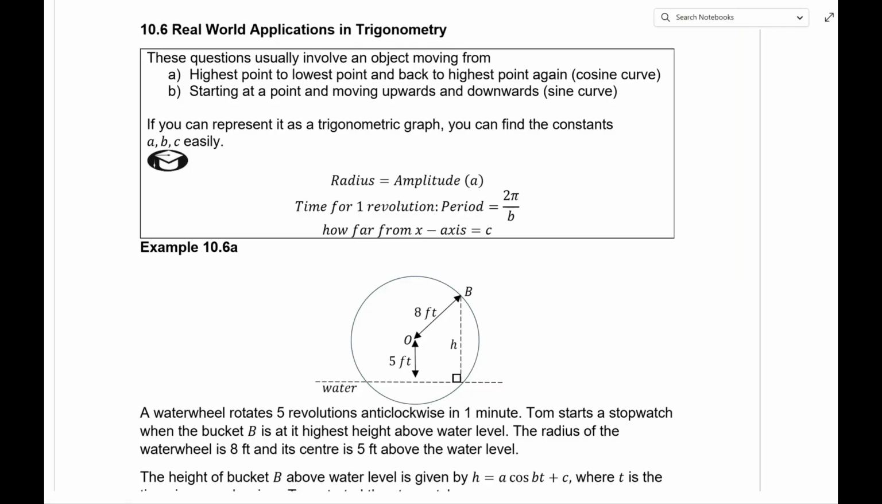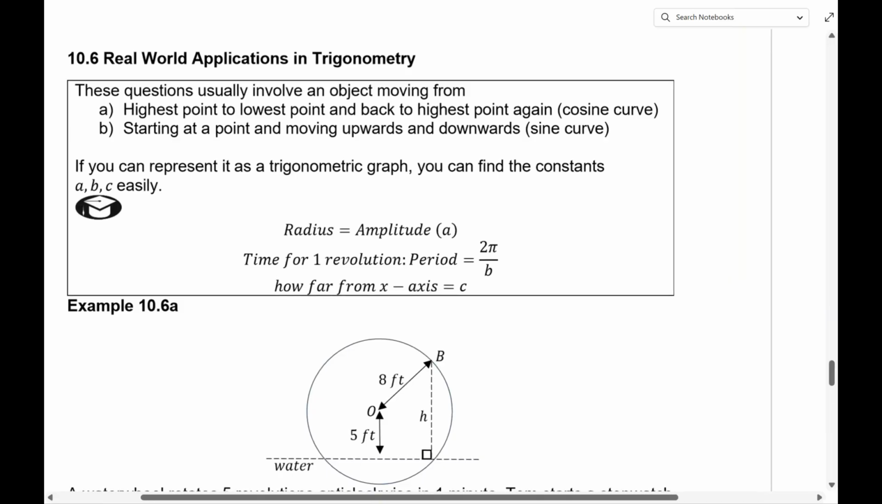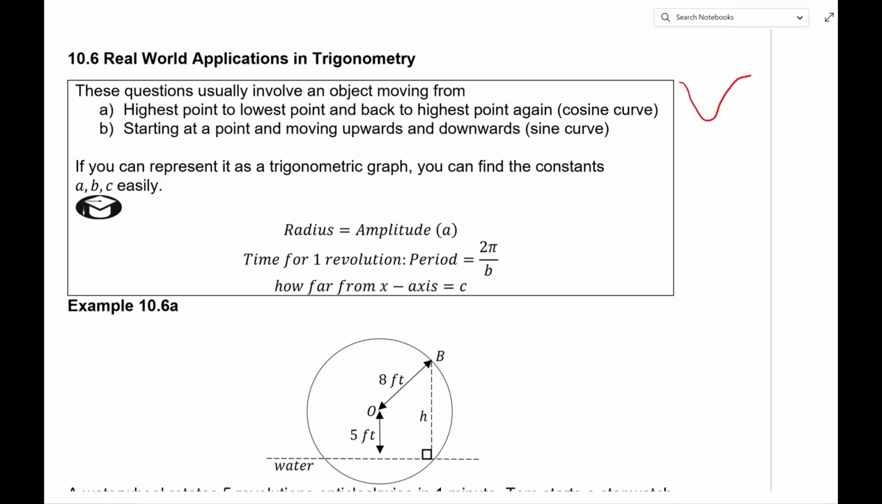In this section, we'll be talking about real-world applications in trigonometry. These questions usually involve an object moving from highest point to lowest point and back to highest point again. So if we map it out, it will look like a cosine curve. And secondly, starting at a point and moving upwards and downwards. So if we map it out, it will look like the sine curve.